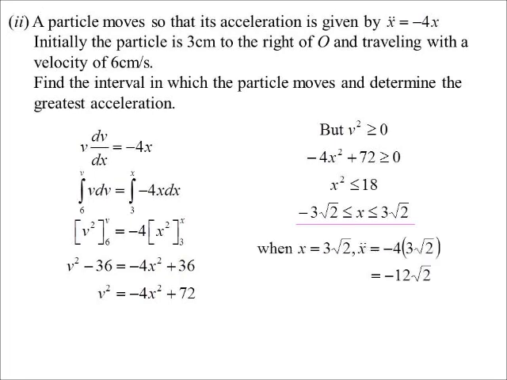Greatest acceleration, well, there's our formula. Acceleration is minus 4x. So the greatest acceleration must happen when displacement is greatest. So sub in 3 root 2. I've ended up with minus 12 root 2. I'm going to say positive 12 root 2. That'd be what it is at the other end. I mean, it's the magnitude we're worried about here. So 12 root 2 centimetres per second squared in that one.